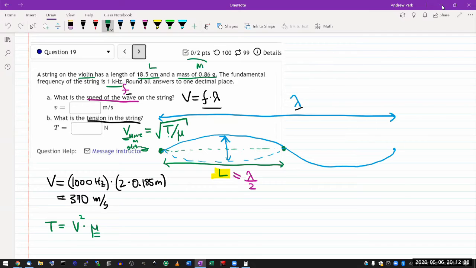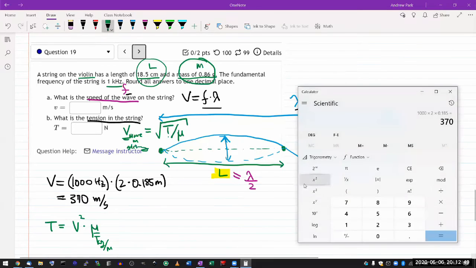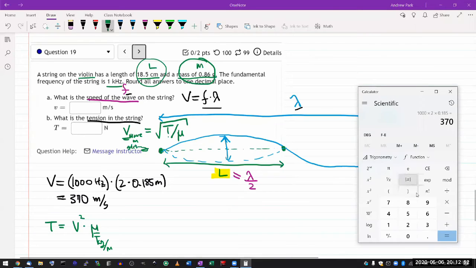So this must be why they gave us the mass. And they also gave us the length. So I need to work out the linear mass density. I really want to work it out in units of kilograms per meter so that I don't have to worry about units. I can trust that the basic SI units will work out. So let me do this on the calculator. The string has a total mass of 0.86 grams, which is 0.86 times 10 to the minus 3 kilograms. That's the mass divided by the length, which is 18.5 centimeters, or 0.185 meters. Let me plug in those numbers.